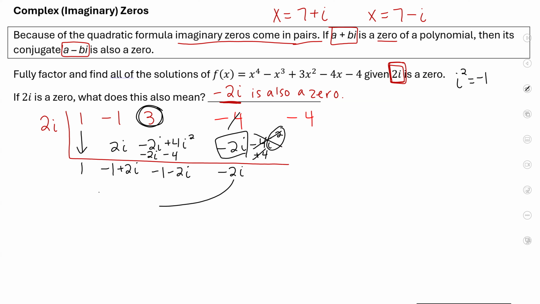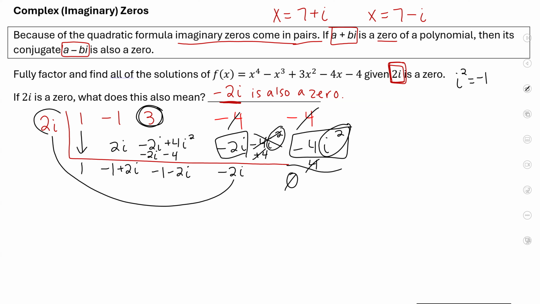Negative 2i times 2i is negative 4i squared. i squared is negative 1, so what does this entire thing become? 4. And then we add, right? So negative 4 and 4 cancel out. We do not have a remainder. That's because 2i is a solution.